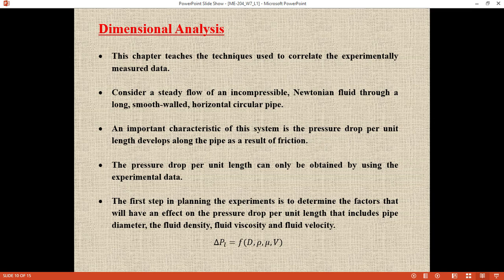If you change the type of fluid, so the density of the fluid, the pressure drop will vary. If the viscosity changes, the pipe friction loss will vary. If the velocity changes, definitely the pressure drop will vary. So these are the variables which basically affect the pressure drop per unit length. First of all, you find out the independent variables that affect the friction loss per unit length.